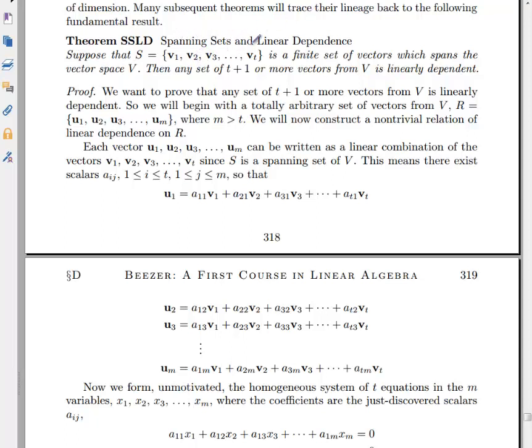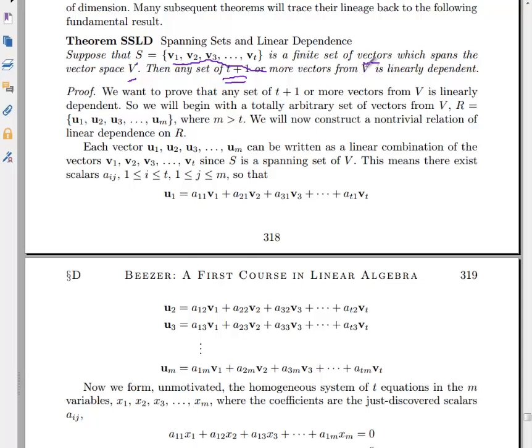So this is called spanning sets and linear dependence. Suppose we have a finite set of t vectors that spans the vector space V. All right, we're not assuming that this is linearly independent or dependent. We're just saying that it does span V. Then any set of t plus 1 or more vectors from V is linearly dependent. Okay, so if I have t vectors that span, and I choose any set of t plus 1 vectors from V, then I know automatically that that's linearly dependent.